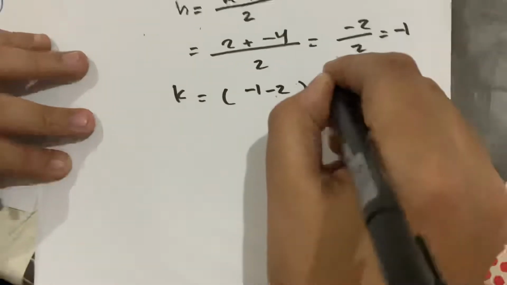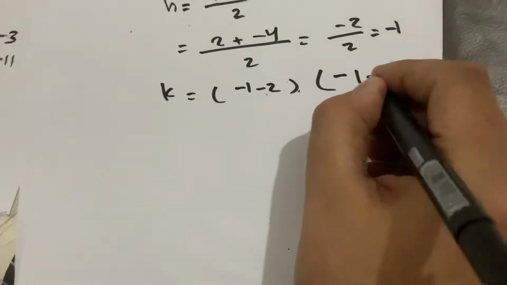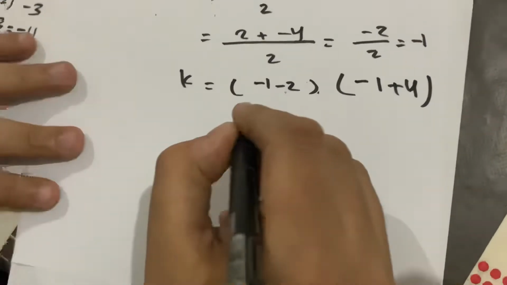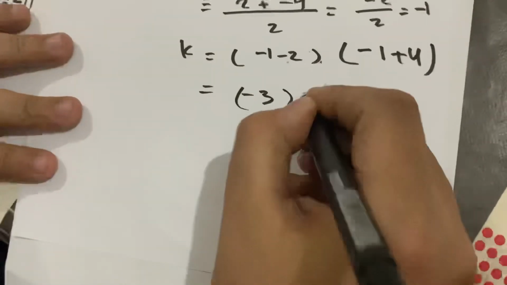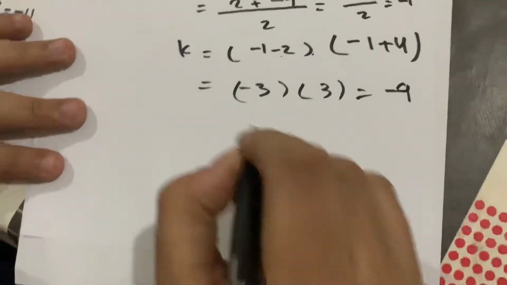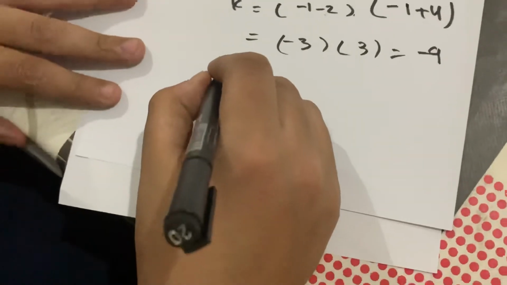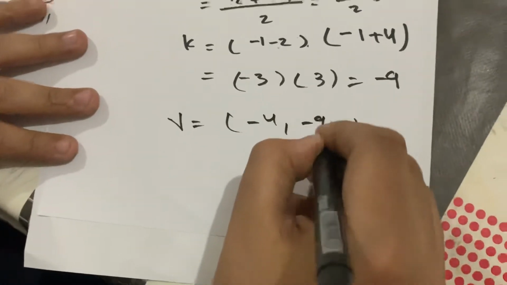negative 1 minus 2 multiplied by negative 1 plus 4. Then negative 1 minus 2 is negative 3, multiplied by 3 equals what? Negative 9. Then k equals negative 9, so the vertex equals what? Negative 1 and negative 9.